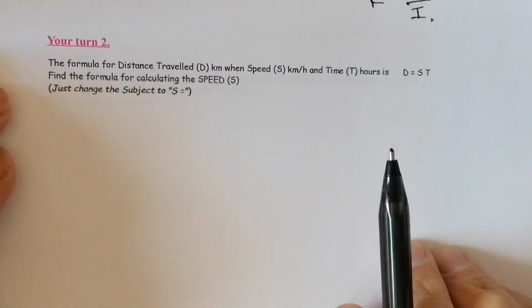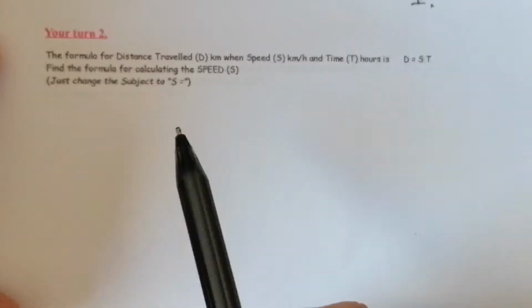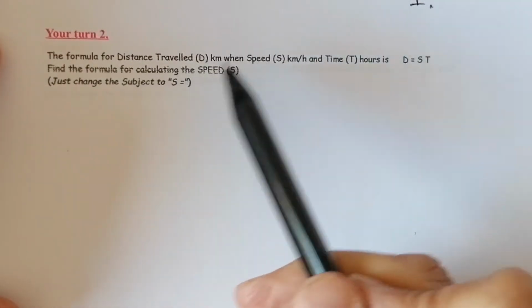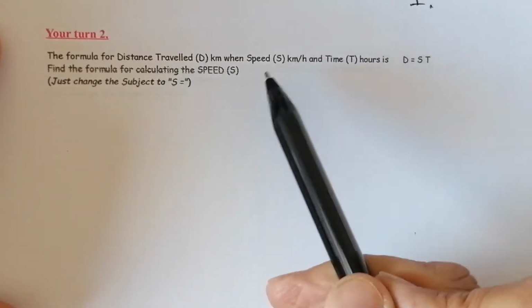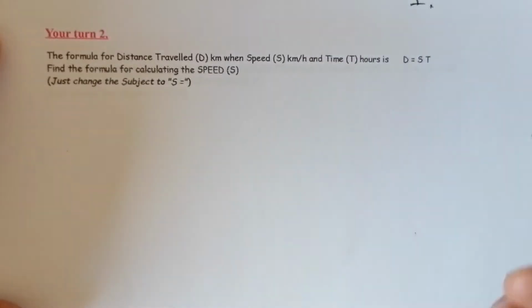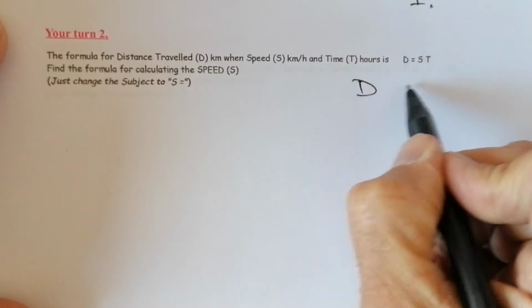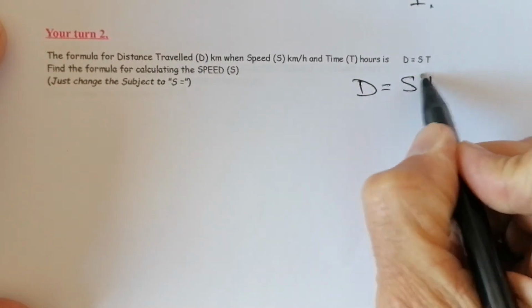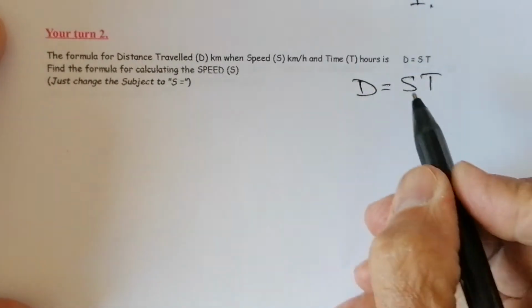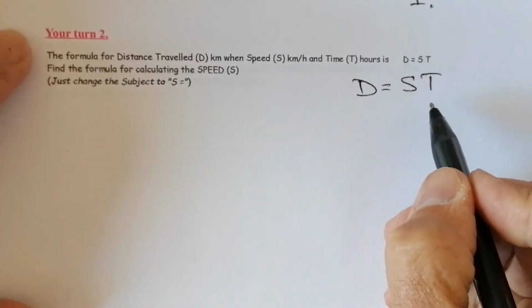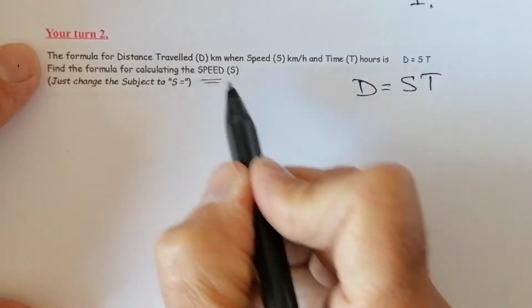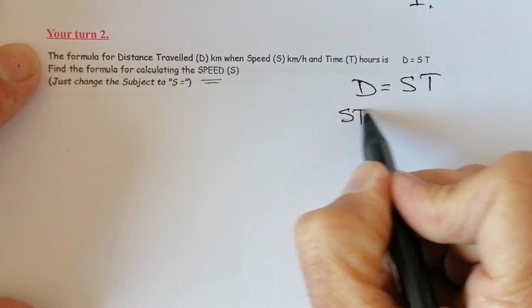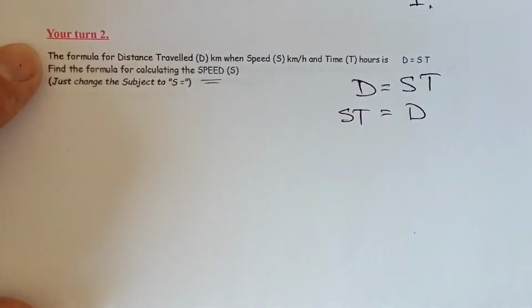Right, for number 2, what we have is a very familiar one for you. Distance travelled is equal to the speed times the time. So I'm going to start off with distance equals speed times time, st. What I'll do is reverse it round because I want to make sure that I'm calculating speed. So st is equal to d.